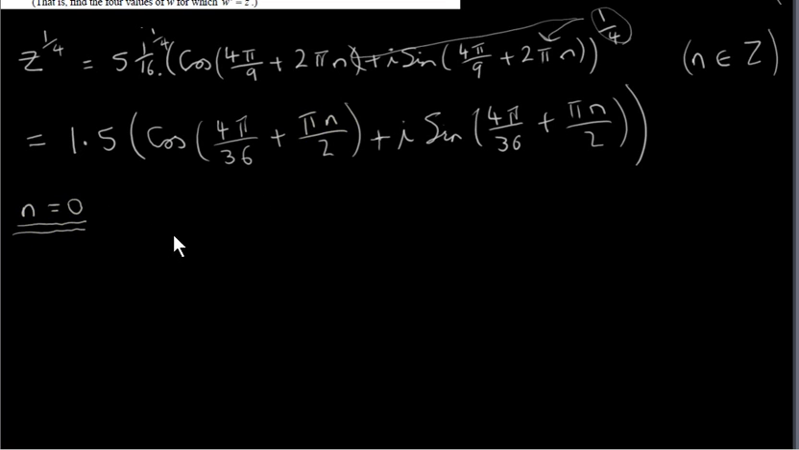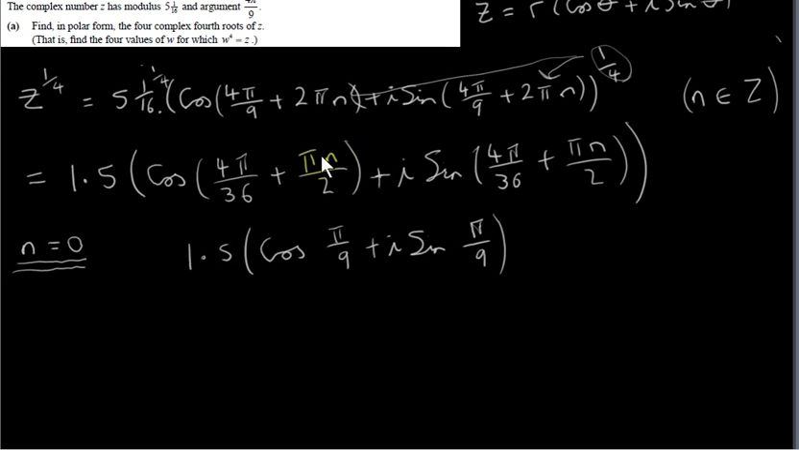Plug it in here, and one value for our root is going to be 1.5 into the cos of 4 pi over 36. Actually, I can simplify 4 pi over 36 to pi over 9. This part would be 0 if I put 0 in for n. So that is one root of z, one of the fourth roots of z. Of course, n can be 1. So we just plug 1 in for n here.